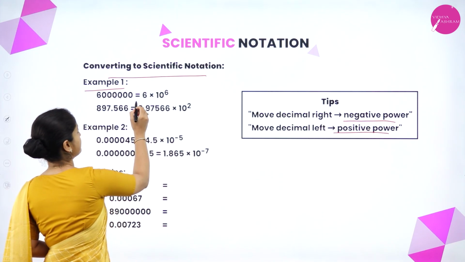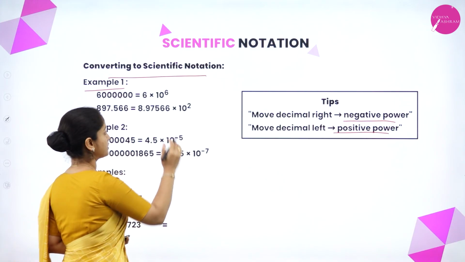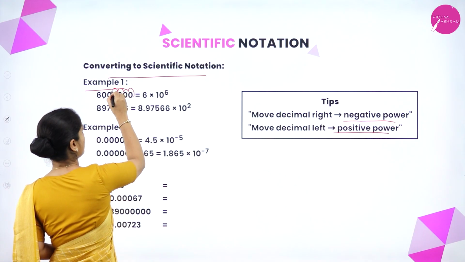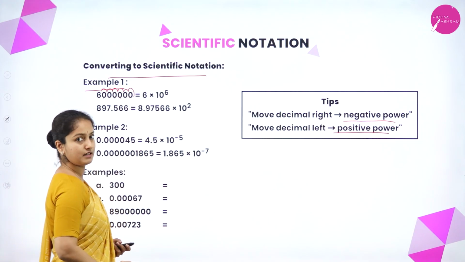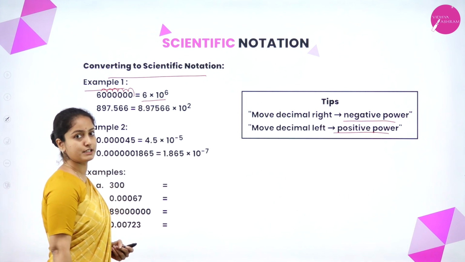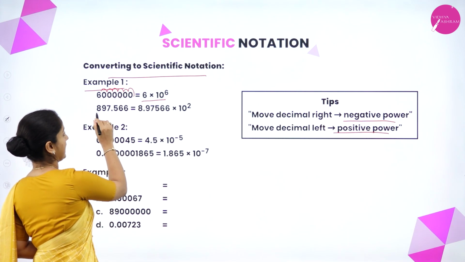So, that is why here you have to move the decimal from right to left. That is 1, 2, 3, 4, 5 and 6. So, we have moved 6 times. That is the reason it is 6 into 10 power 6. Similarly, we will try out this one.